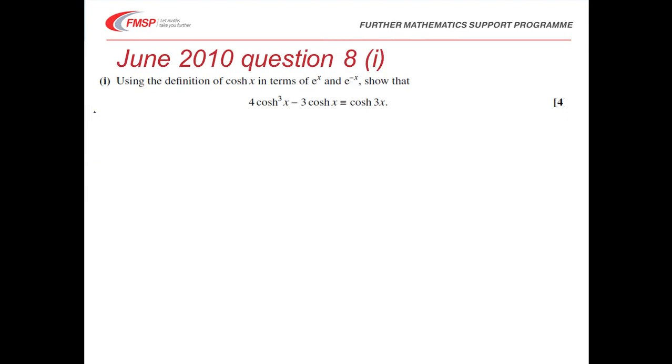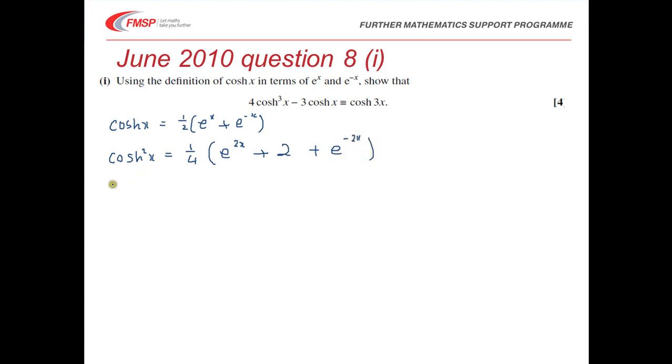So fairly standard sort of question. So first thing we need, of course, is the fact that cosh x is equal to a half of e to the x plus e to the minus x. So hopefully we remember that. So we'll square that. Cosh squared x is going to be a quarter e to the 2x plus 2 plus e to the minus 2x.